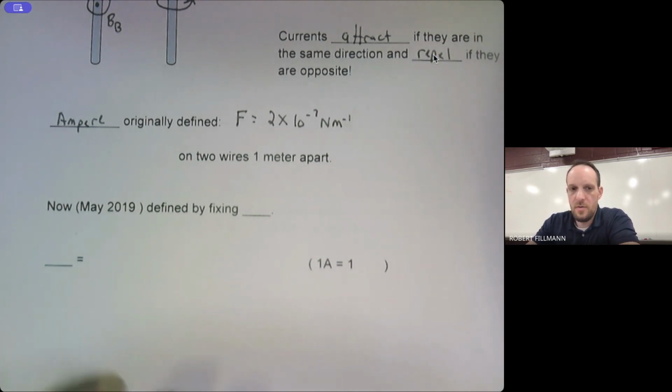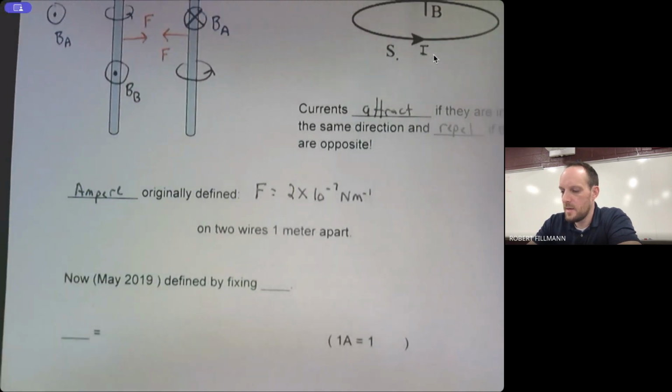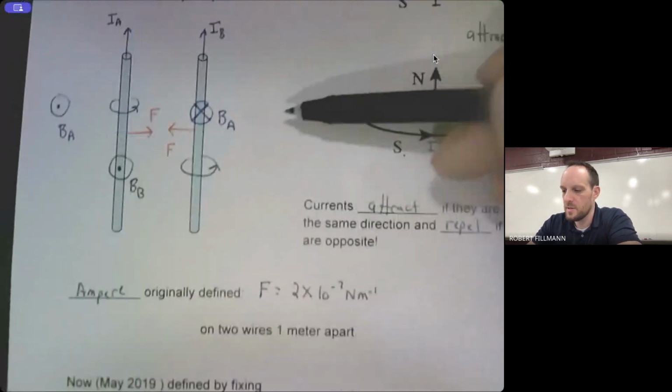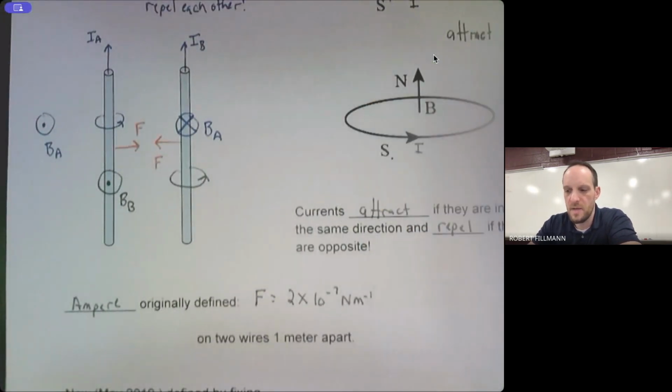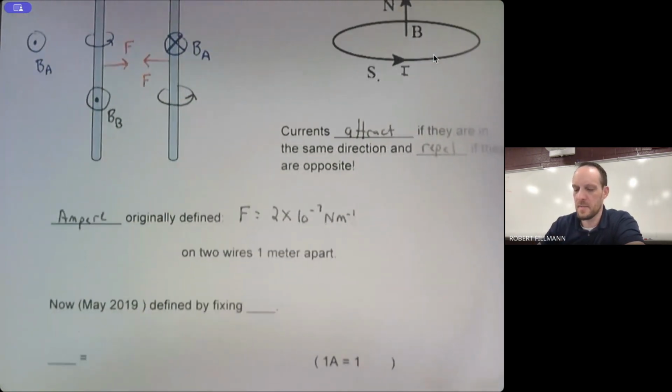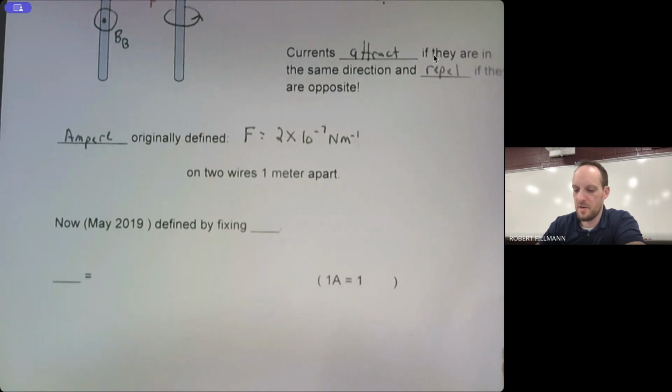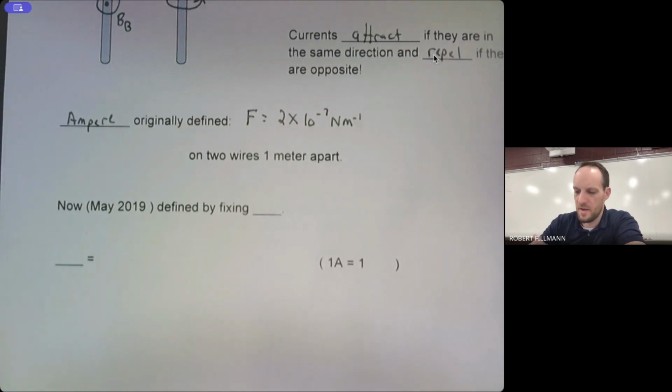So how do you know that you have an ampere of current? When you have this amount of force attracting two wires that are a meter apart. That was originally the definition of the ampere. However, that definition has changed. It's difficult to make that measurement exactly.